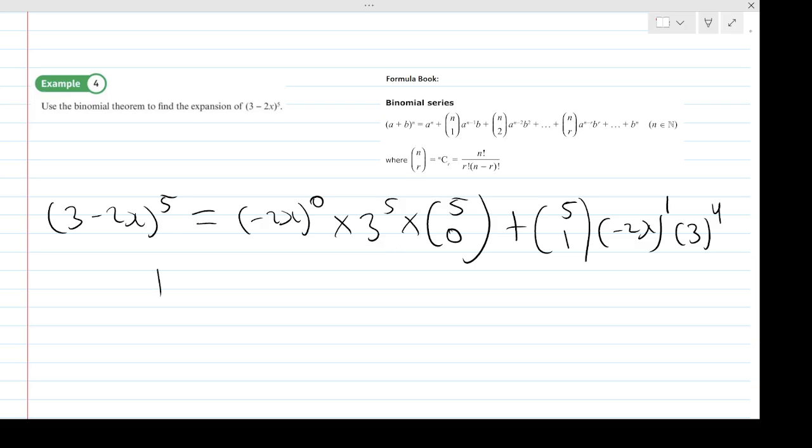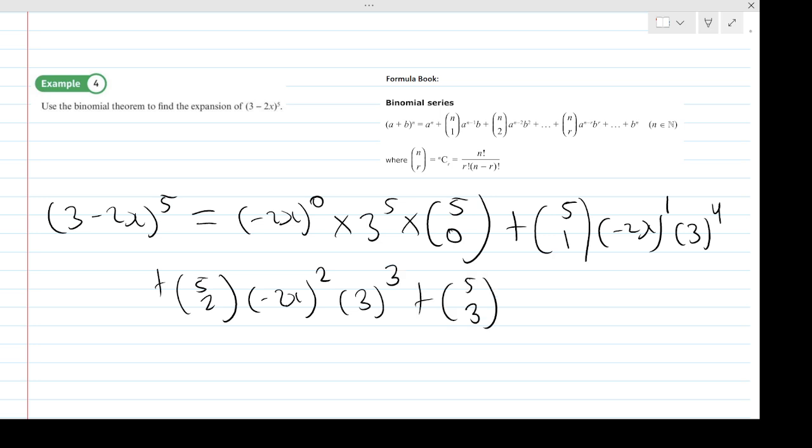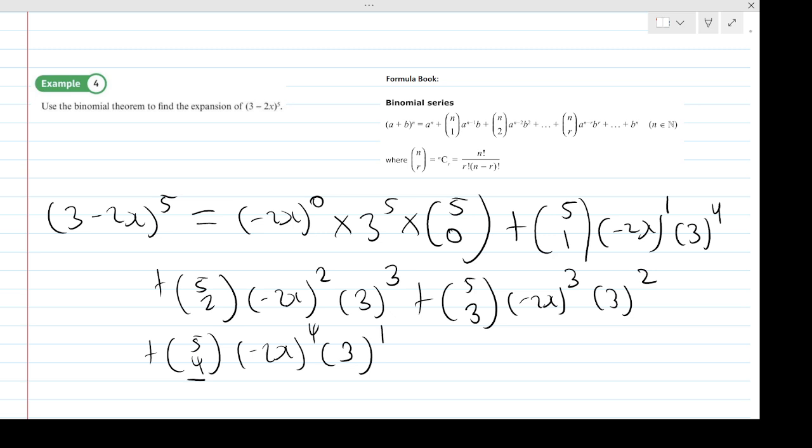Then we do the next term. That'd be 5 choose 2 of minus 2x, to the power of 2 now, and the corresponding 3 would have a power of 3. Then the next term, 5 choose 3, and minus 2x to a power of 3, then 3 would have a power of 2. Then we do 5 choose 4, and minus 2x to a power of 4. So hopefully you recognise the numbers going up in our coefficient correspond to the power of the x part, and the 3 would then have a corresponding power of 1.